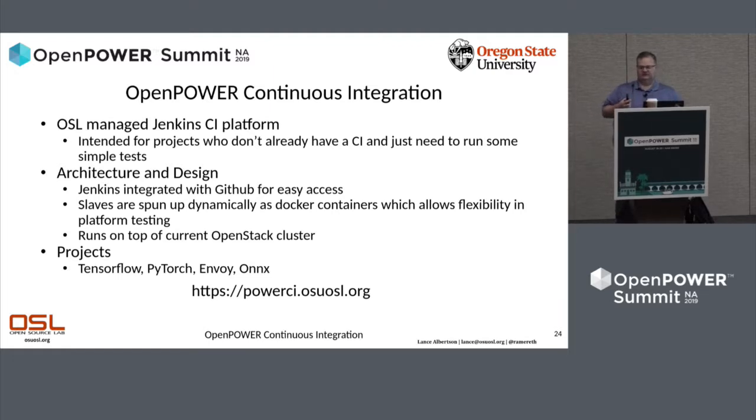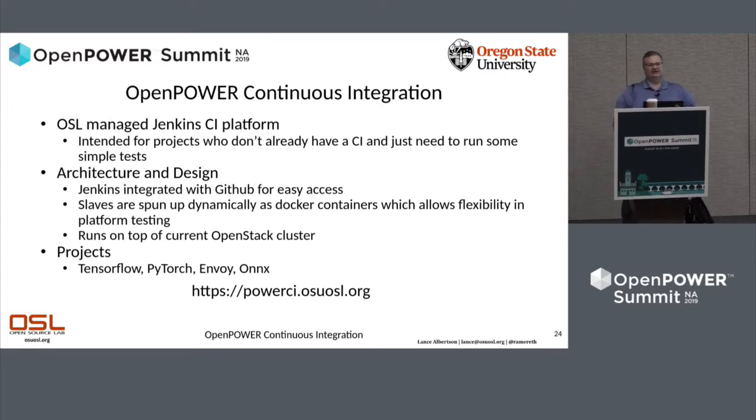So what we've done is we've integrated Jenkins with GitHub with OAuth access, so you just give us your GitHub username and then we add you to the authentication and you can do what you need to do. We have 4 VMs that are actually running on this OpenStack cluster. 2 are POWER8, 2 are POWER9. We have Docker set up on it, and how Jenkins is set up is that you create a job and the job runs inside of a Docker container on those nodes, and then it stops and it goes on from there. And so some of the projects that are using it currently are TensorFlow, PyTorch, Envoy, and Onyx.